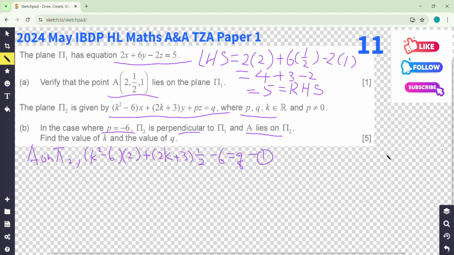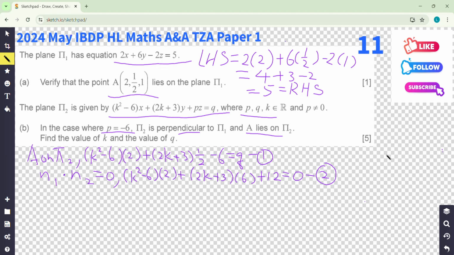And then they said that they are perpendicular, so the dot product of the two normal vectors should be 0. So the normal vector is k squared minus 6, 2, and then 2k plus 3. The other normal vector is 6, and then minus 6 minus 2, and then 2 is plus 12, and equals 0. Make sure you really don't make a careless mistake.